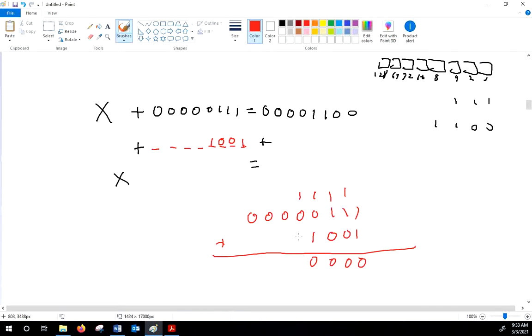Then 1 plus 0 plus 1 is 1, 0. So again, we need another 1 here. 1 plus 0 plus 1 is 1, 0. So I need another 1. 1 plus 0 plus 1 would be 1, 0. Last one, 1 plus 0, I need another 1. That's 1, 0. But where does this 1 go to?